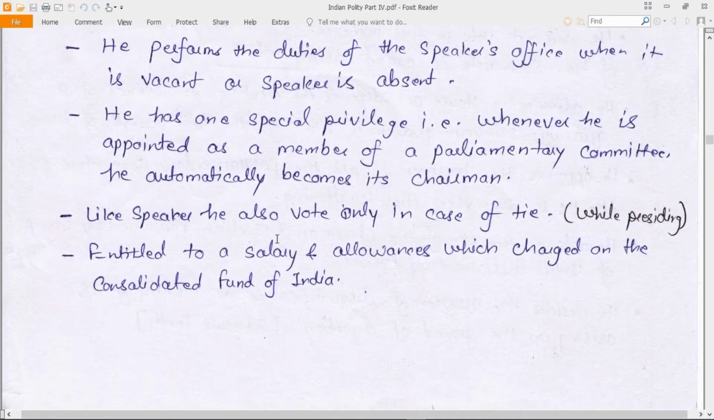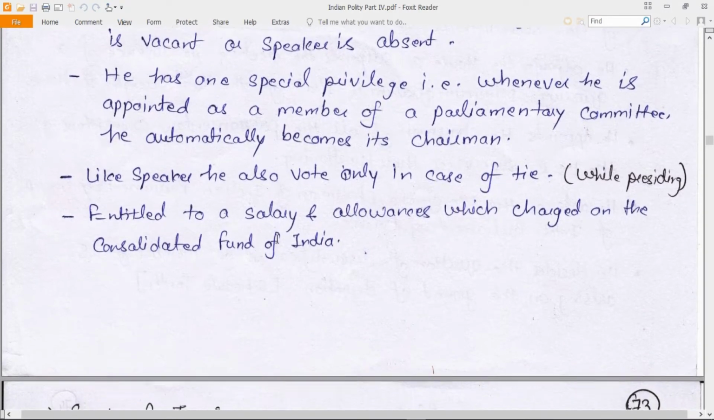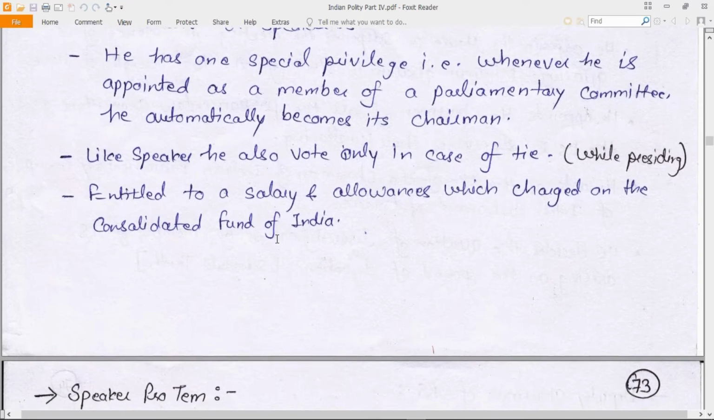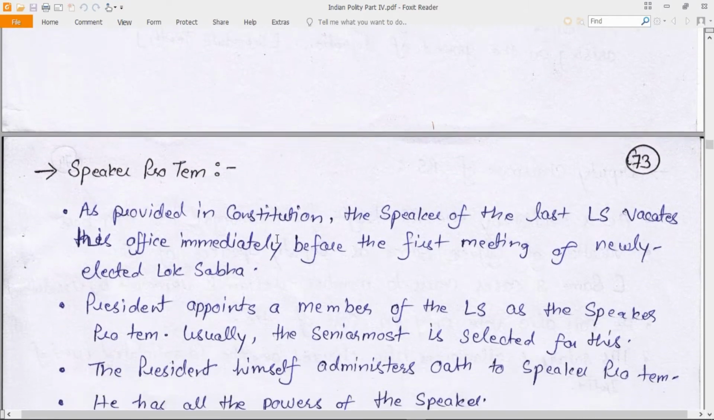Like the Speaker, he also votes only in case of a tie while presiding over the House. He is entitled to a salary and allowances charged on the Consolidated Fund of India. Now, what is the Speaker pro tem?